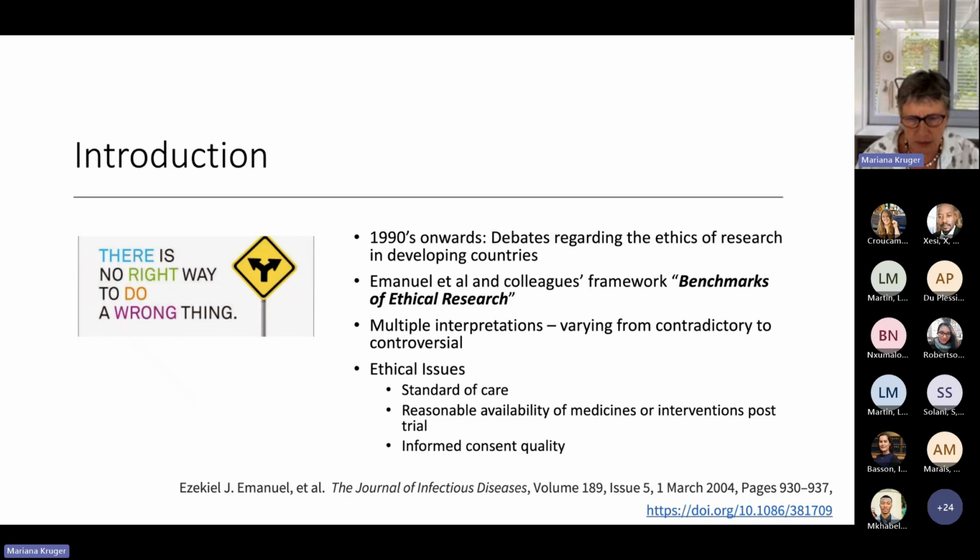Then also came the issue of availability of medicines and or interventions post-trial, because suddenly you had tested a medicine, you found it worked, and specifically in the HIV field.